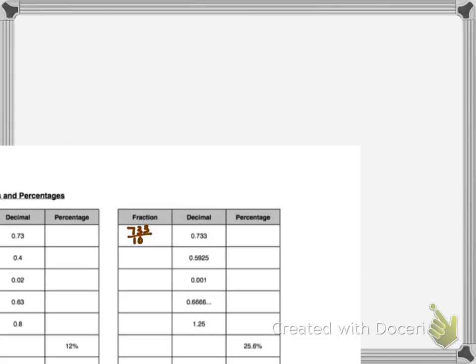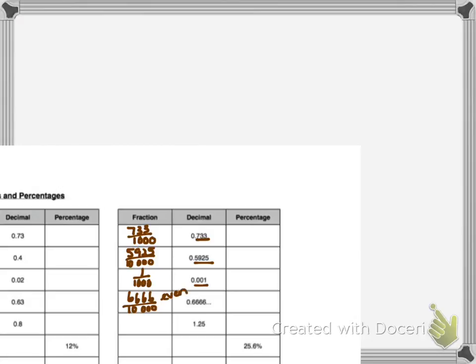733 thousandths, because there's 3 decimal places. 5,925 ten thousandths, and I'm sure there's a way to reduce that, but without calculators, we're not going to sweat it. 1 thousandth, because there's 3 decimal places. This is 10 thousandths because there's 4. 6,666 ten thousandths. And again, there's a way to reduce this one because they're both even, but we're not going to mess with it right now.